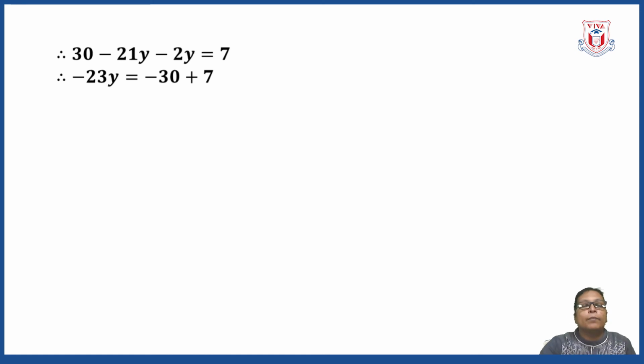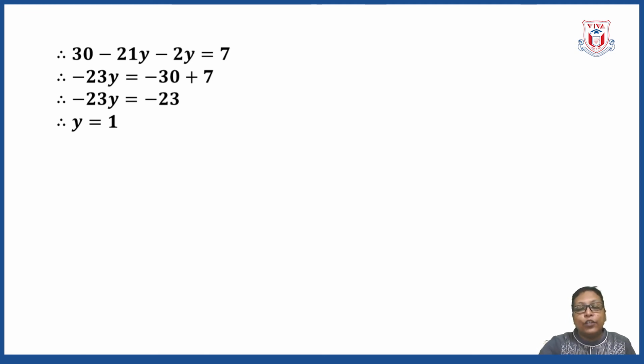At the same time 30 is shifted to the right hand side, so it became minus 30 plus 7. So if we solve this, what are we going to get? Minus 23y is equal to minus 23, and from that we get y is equal to 1. So in this way, by substituting the value of x, we got the value of y.